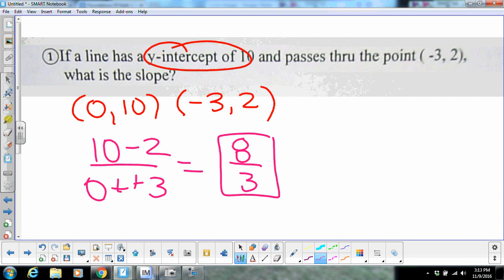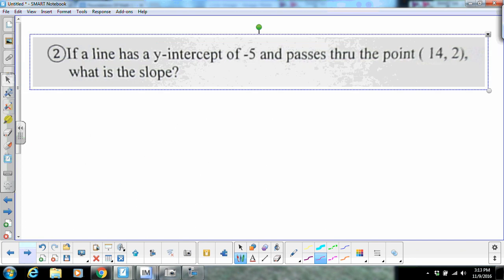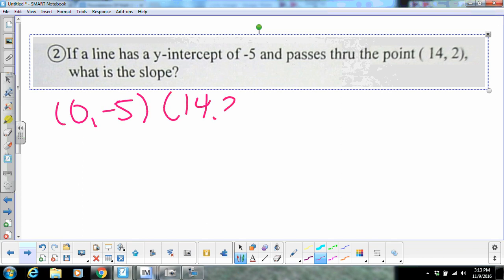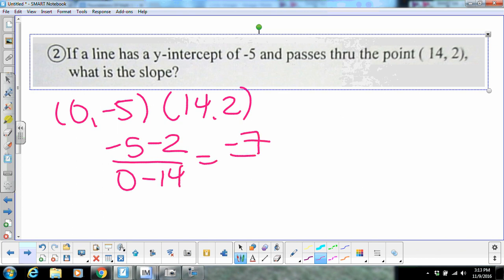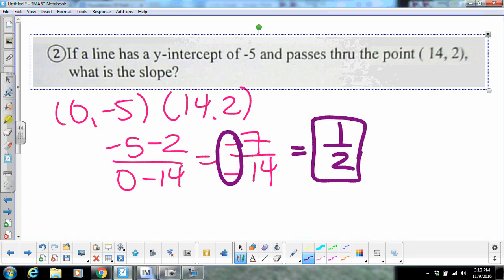Remember, a y-intercept has a 0 as its x value, and whatever the y-intercept is ends up being the y value of that ordered pair. So number 2, a y-intercept of negative 5 means (0, -5), and then (14, 2). So we're going to say negative 5 minus 2 over 0 minus 14, which gives me negative 7 over negative 14. Remember, a lot of y'all are still forgetting right here, you've got to reduce those double negatives, and this is going to become a positive 1/2.